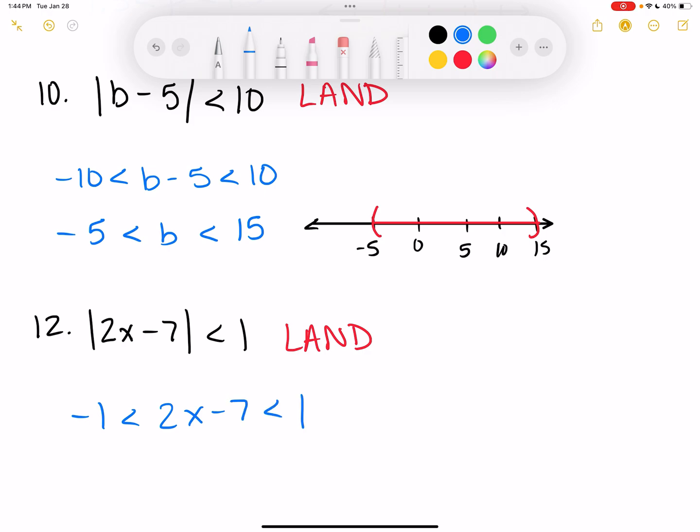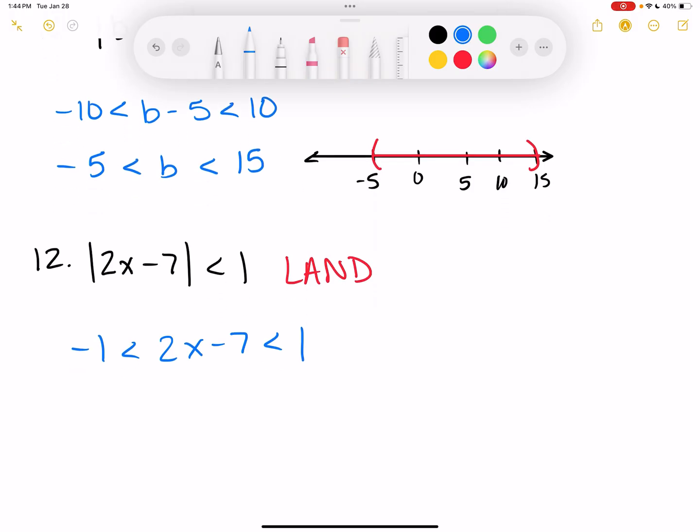Yep. So we put the number with a negative sign, then we do the less than, the stuff in the middle, and then the stuff on the right. So now to solve this, what do I do first? Add 7. That gives me 6 less than 2x less than 8. Now what? Divide by 2. So I get 3 less than x less than 4.